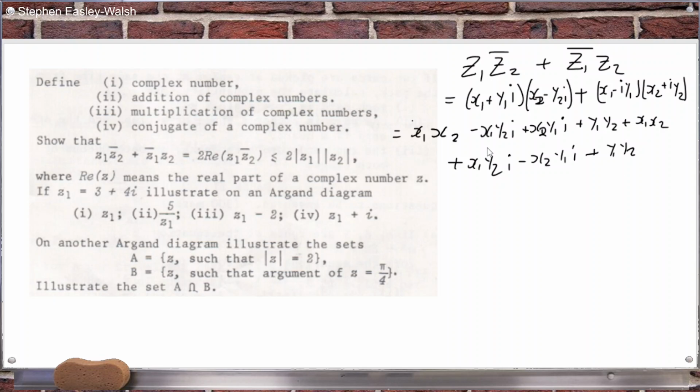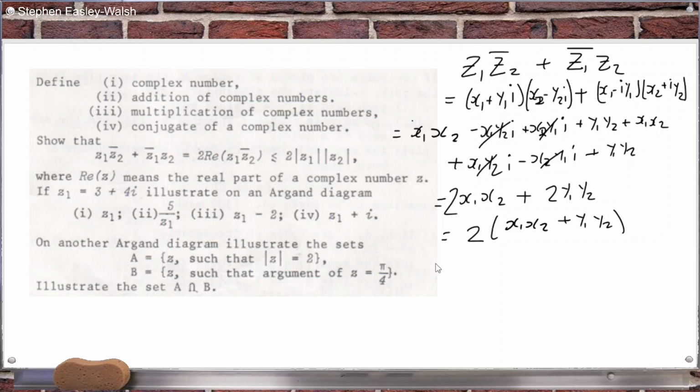So let's see, minus X1 Y2. Okay, so that cancels. They cancel. So you're left with X1 X2. Oh, there's 2 of them. Plus 2 Y1 Y2. So that's 2 times (X1 X2 plus Y1 Y2).